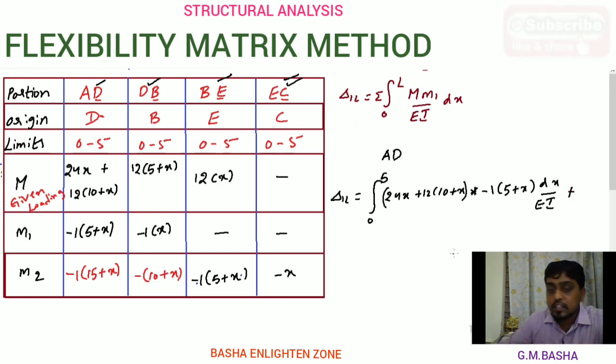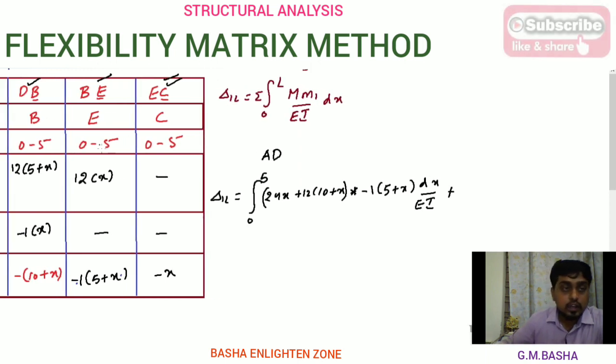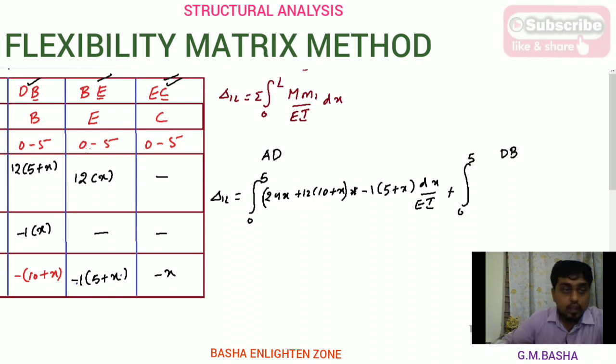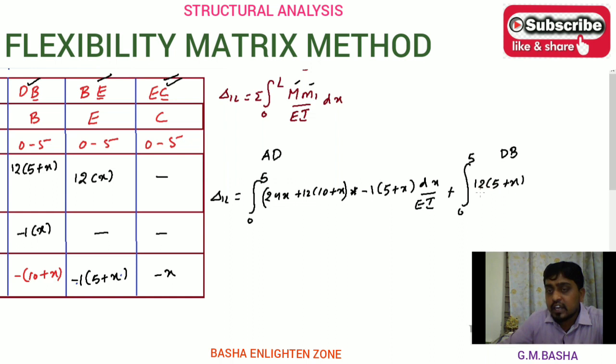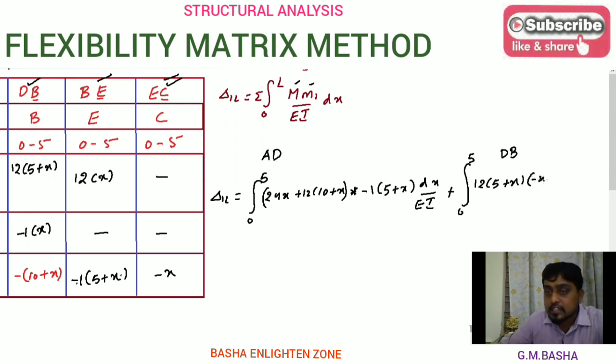Again, in the next step you have to consider another portion, that is DB. What are the limits here? 0 to 5. In place of L, I am taking 5. So the portion will be DB. So M into M1. What about this M? 12 into 5 plus x. If you simplify directly, 12 times 5 is 60 plus 12x, no problem. Again, minus 1 into x, which is minus x, into dx by EI.